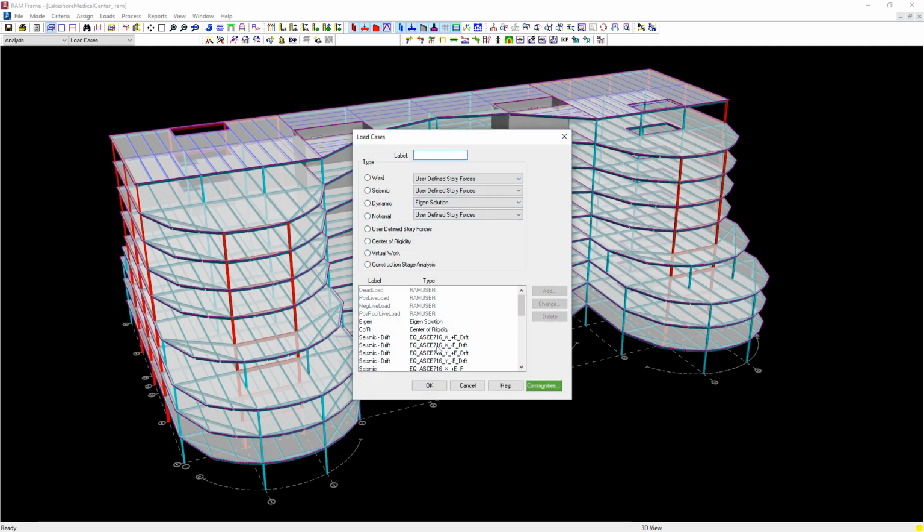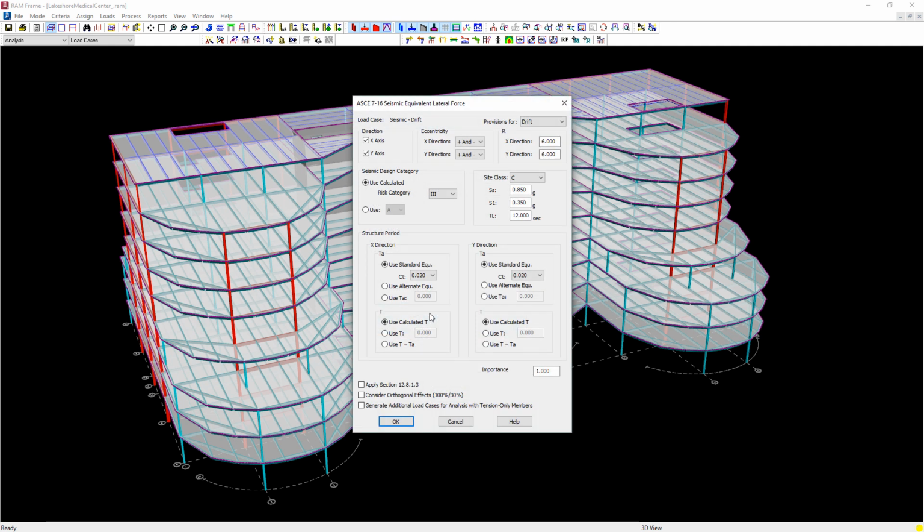Load cases can be very quickly generated. For example, we can create an eigen-solution load case for getting the periods and the modes merely by specifying the number of periods that we're interested in including. A center of rigidity load case can also be created, and we'll take a look at that in a moment.